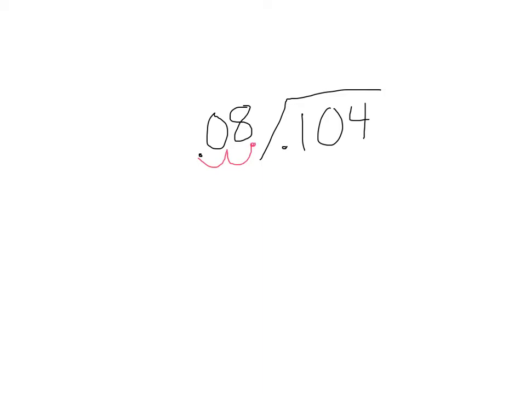Next thing I'm going to do is swoop my decimal in my problem so that my new decimal is going to be after the 0, making 10 and 4 tenths. So if I were to rewrite this problem, it would just look like this: 10 and 4 tenths divided by 8. Now I'm just going to complete this problem like usual.